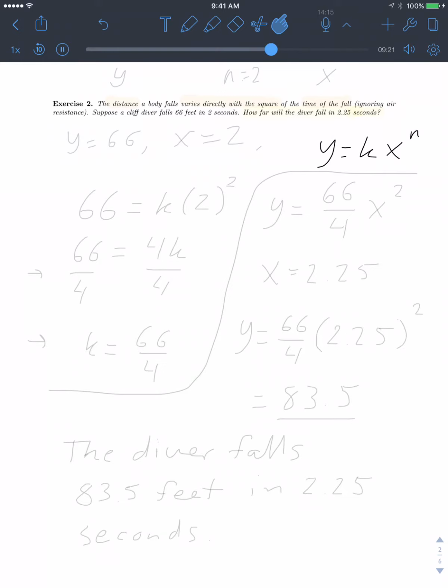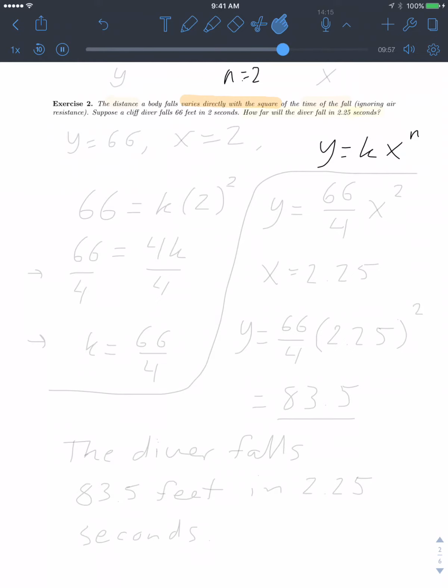Now this introduces an additional quantity that we haven't seen in the previous problem. The way that we know that this is the case in which we find ourselves is by reading the question. We're told that the distance that a body falls varies directly with the square of the time of the fall. So here we have the direct variation, this time involving the square. So we could say that n equals 2. We're talking about the second power.